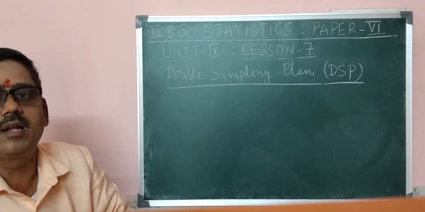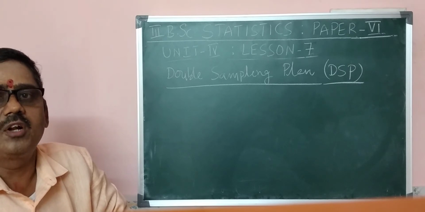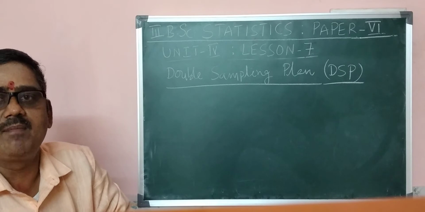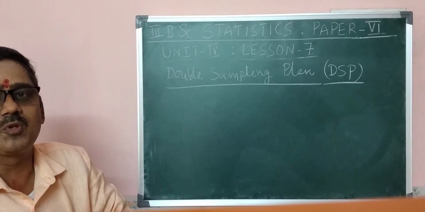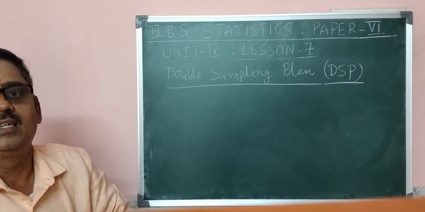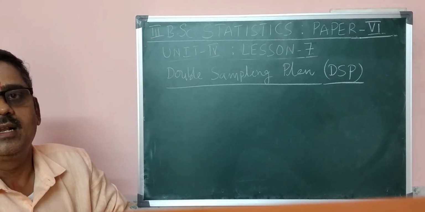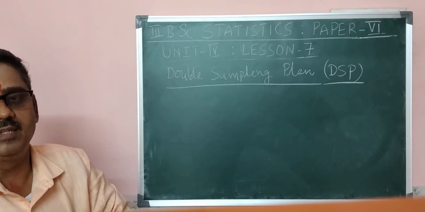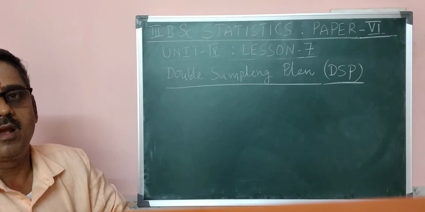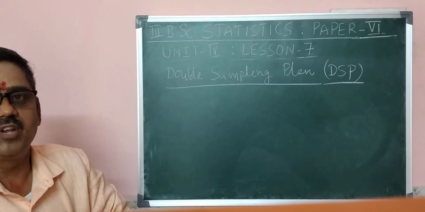How do you conduct a double sampling plan? What is the definition? What are the terms used in the double sampling plan? What is the basic procedure of conducting the double sampling plan? What is the inspectional procedure, and what are the basics of the inspection procedure in the double sampling plan?